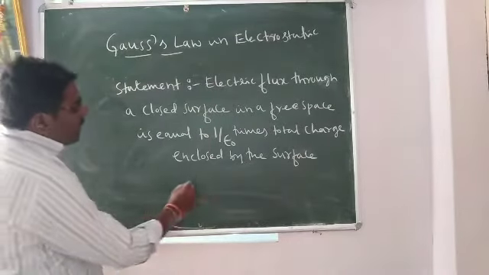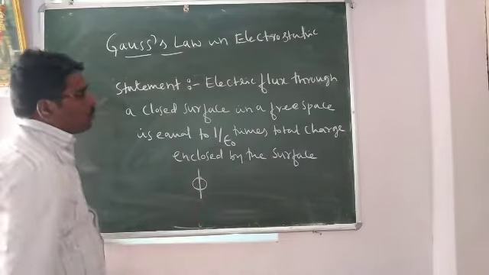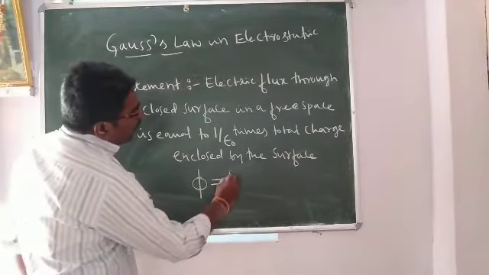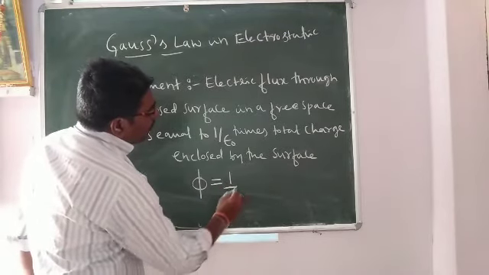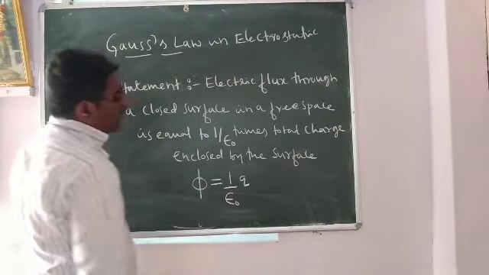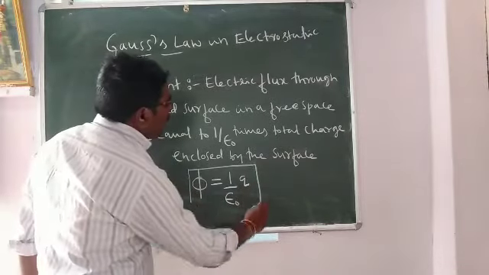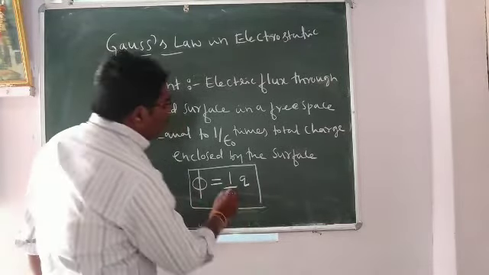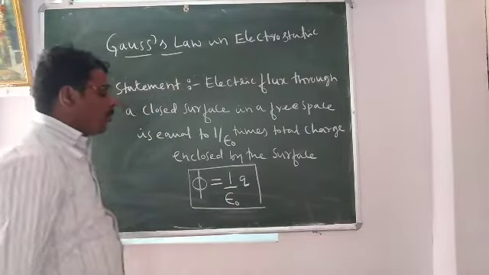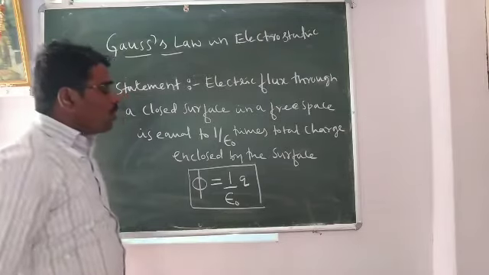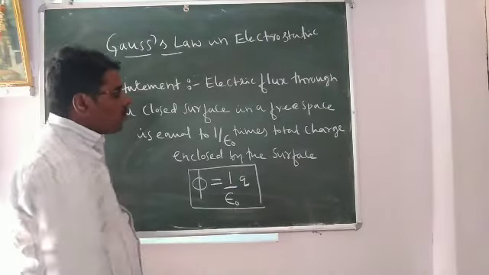According to this statement, the electric flux through a closed surface, phi, must be equal to 1 by epsilon naught times total charge Q enclosed by the closed surface. According to the statement, phi is equal to 1 by epsilon naught times Q, where epsilon naught is the permittivity of free space, and Q is the total charge enclosed by the closed surface.